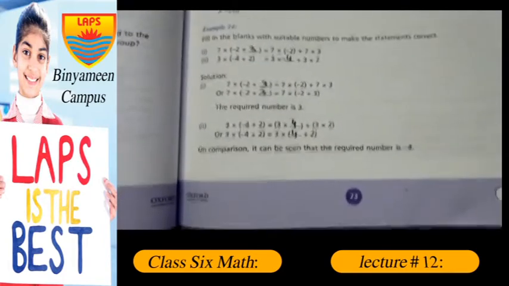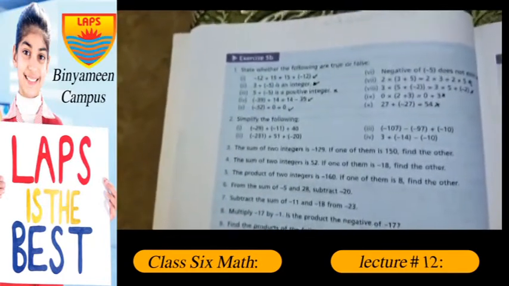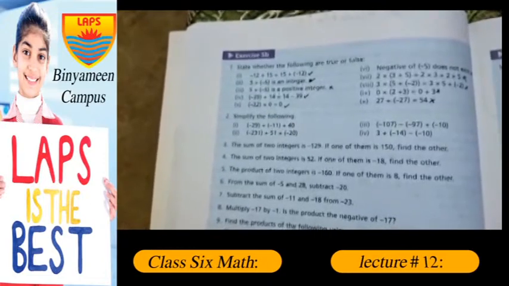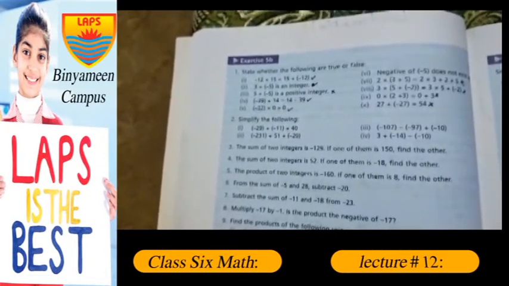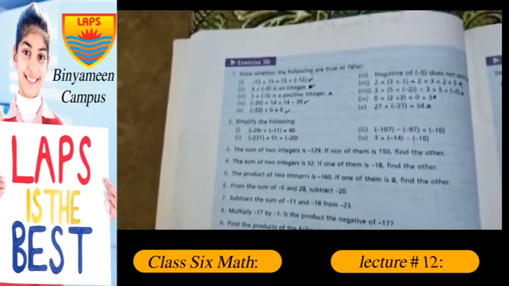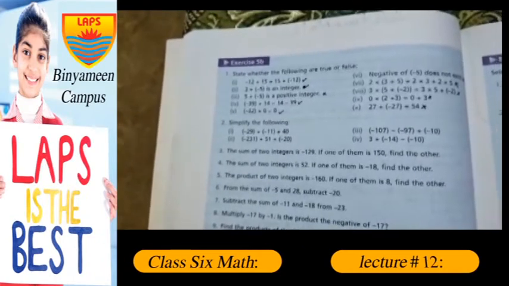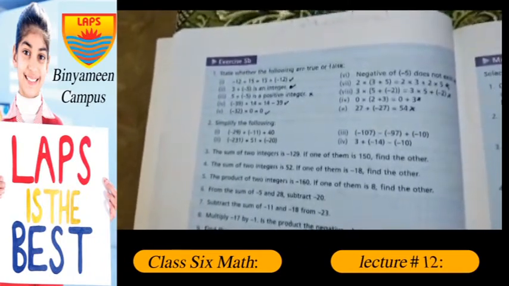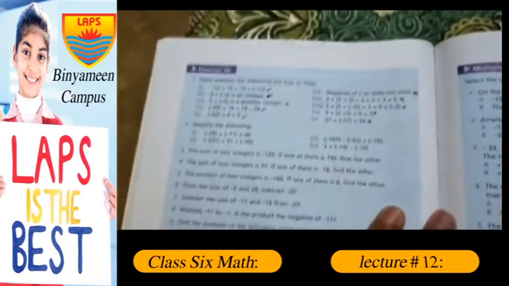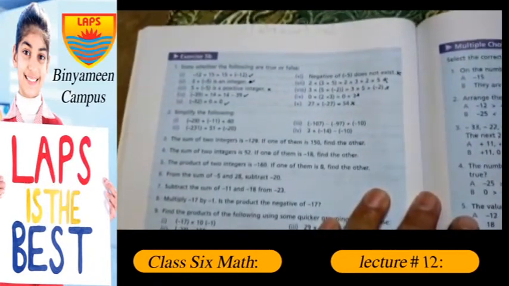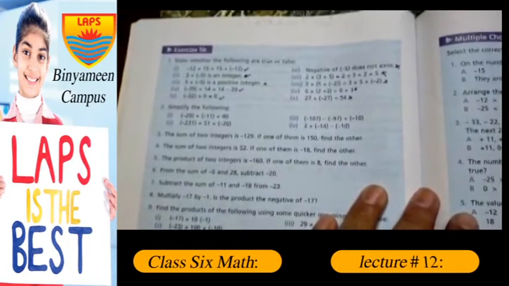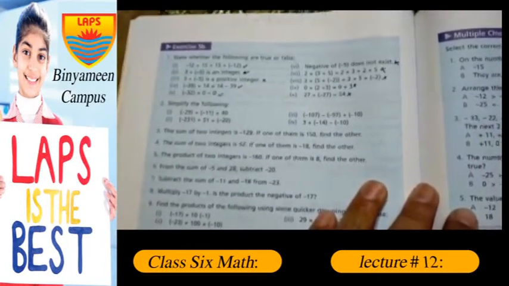Okay. True false, state whether the following are true or false. First true, second true, third false, fourth true, fifth true, 6 false, 7 false, 8 false, 9 false and 10 false.